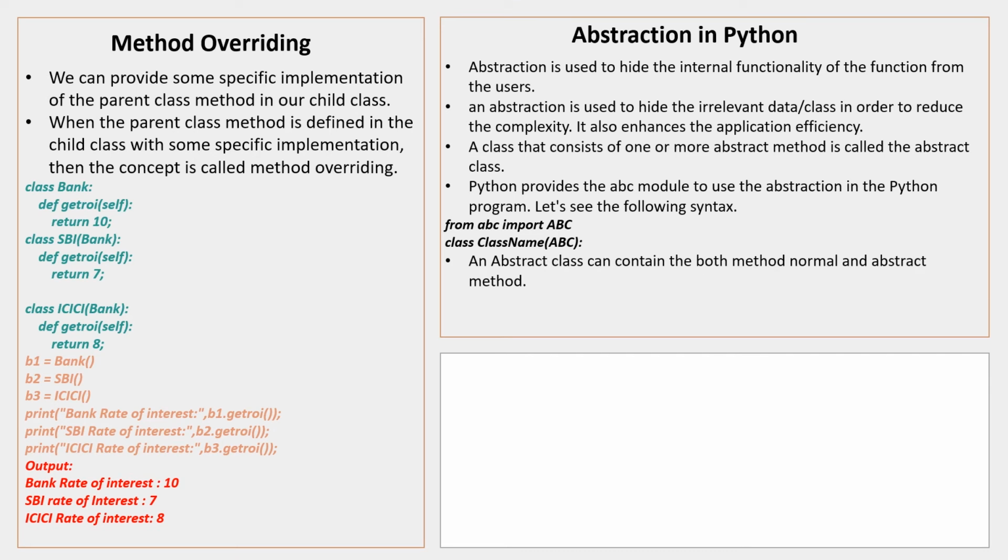An abstract class can contain both normal methods and abstract methods. That's how it works. And finally, an abstract class cannot be instantiated. I will show you how this works in Jupyter Notebook, but for now, just try to understand that an abstract class cannot be instantiated. We cannot create objects for that abstract class. Just remember this point.